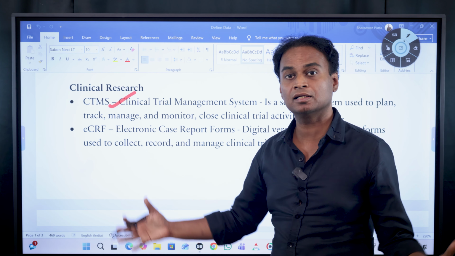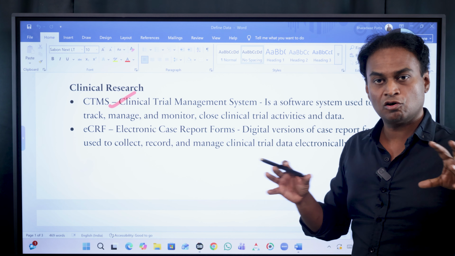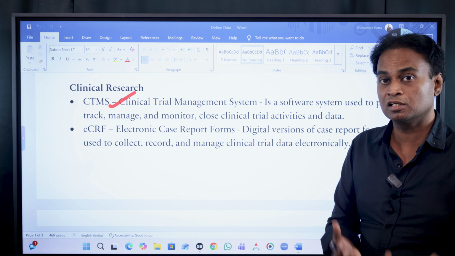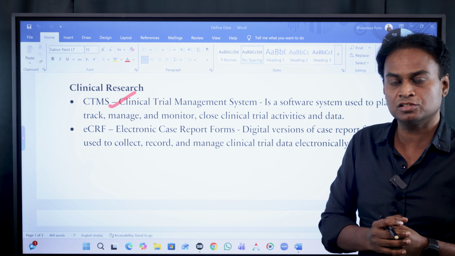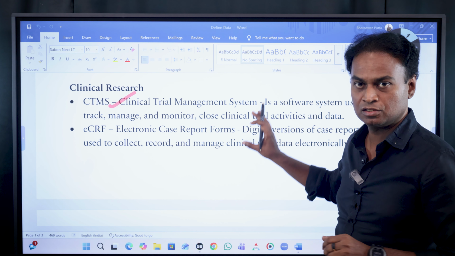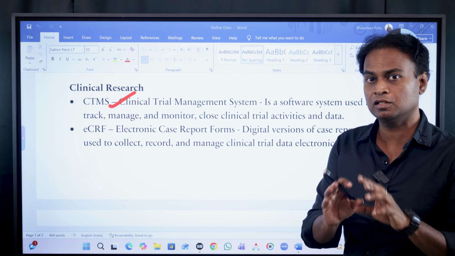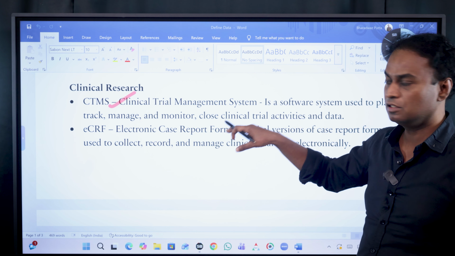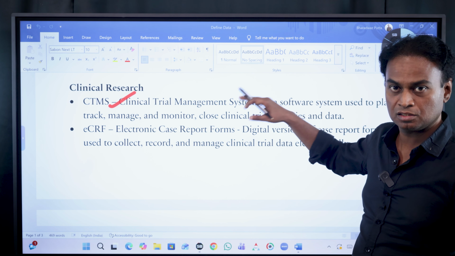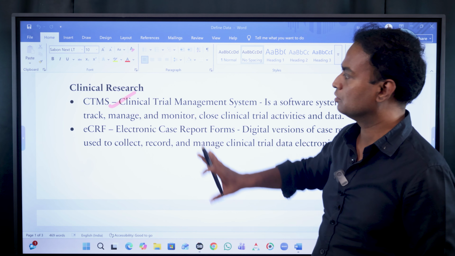CTMS is related to the entire clinical trial. In CTMS, what do you have? In how many countries the clinical trial is going on, in each country how many sites there are, in each country how much drug is present, how many investigators are present, how many patients are present. This clinical trial management system covers the whole clinical trial, but eCRF is related to a particular patient. Each patient will have an eCRF and an eCRF number. Each trial will have a single clinical trial management system, and it will have a number. Okay, this is about clinical research.